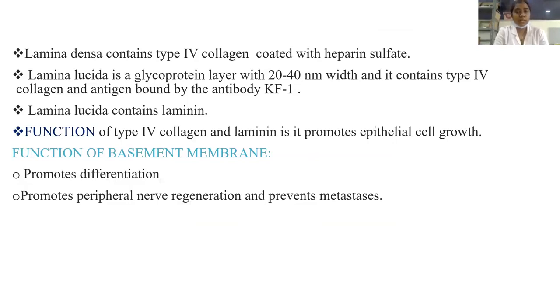Lamina lucida is a glycoprotein layer with a width of 20 to 40 nm, and it contains type 4 collagen, an antigen bound by the antibody KF1. Lamina lucida contains laminin. The function of type 4 collagen and laminin is that they promote epithelial cell growth. Functions of the basement membrane: two major functions. It promotes differentiation, promotes peripheral nerve regeneration, and prevents metastasis.